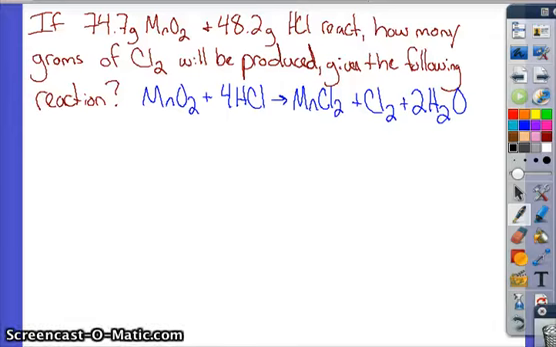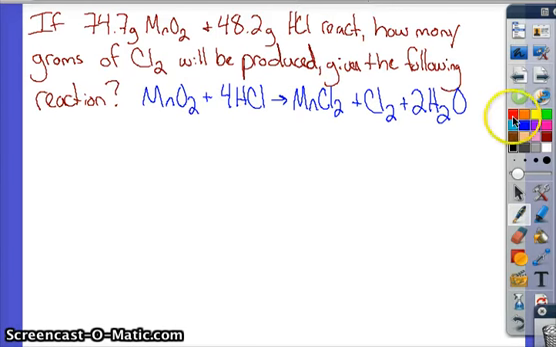The question asks, if 74.7 grams of manganese dioxide and 48.2 grams of hydrochloric acid react, how many grams of chlorine will be produced, given the following reaction? 1 mole of manganese dioxide reacts with 4 moles of hydrochloric acid, yielding 1 mole of manganese chloride, 1 mole of chlorine, and 2 moles of water.